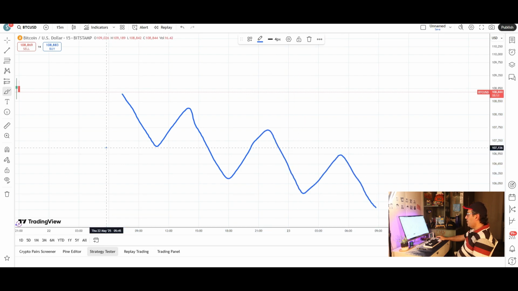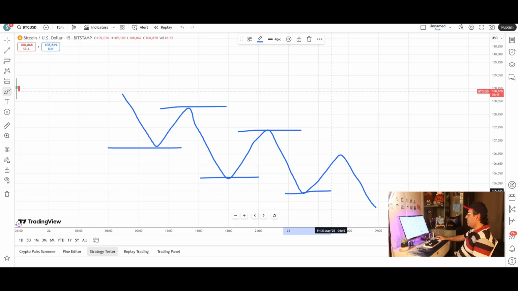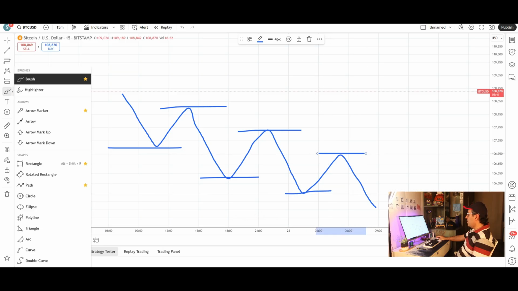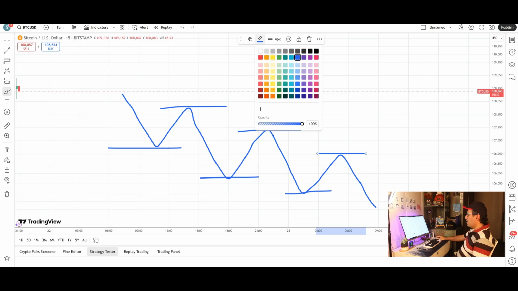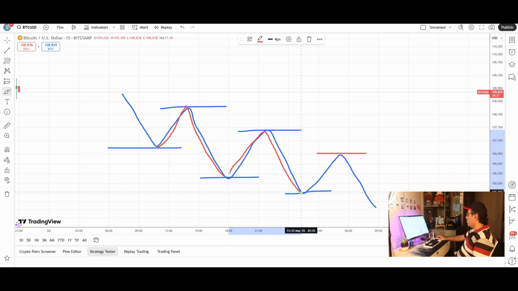The support, resistance, support, resistance, support, and a resistance. And these are your trading opportunities. Buy, sell, another buying opportunity, and a sell.